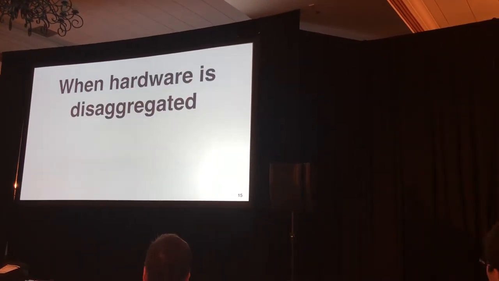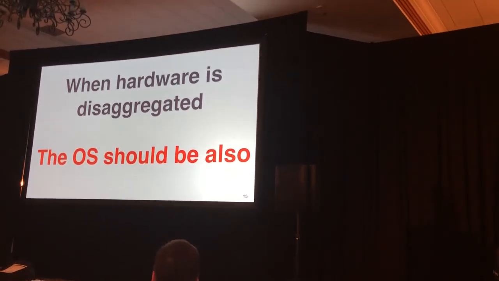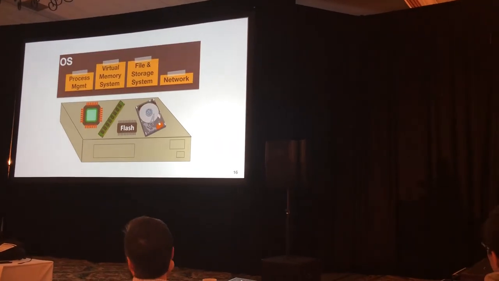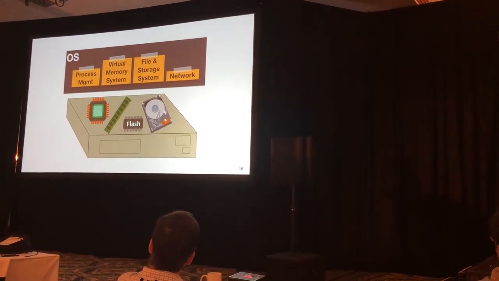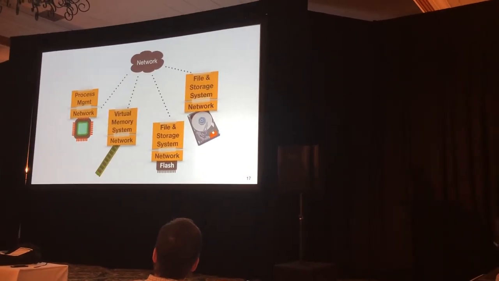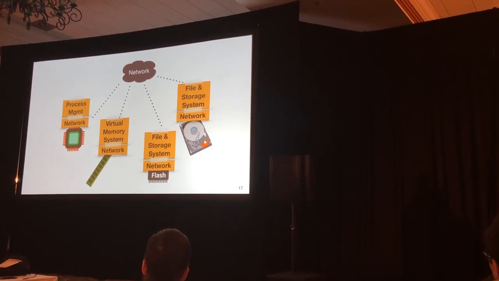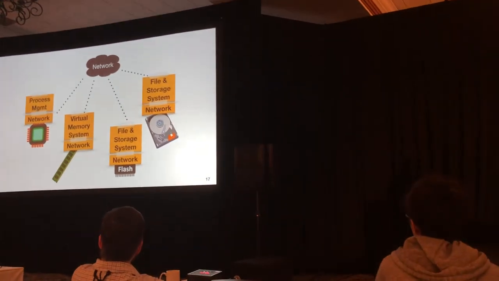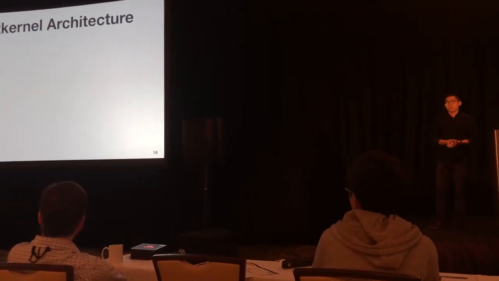Our idea is, when hardware is disaggregated, the operating system should be also. By that, I mean, when we are breaking the physical form of a server, we also break the operating system itself. And naturally, we break OS subsystems based on their functionality. We run process management on top of the processor, virtual memory on memory, and similarly file systems or devices. Based on this idea, we propose the split kernel architecture.